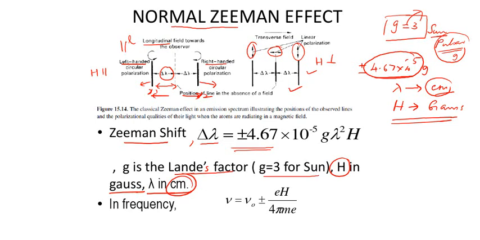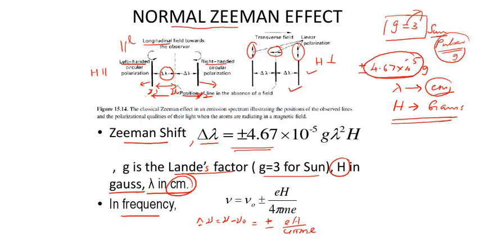Here you can see that in terms of frequency, it is given as nu equals nu 0 plus or minus something. What is nu 0? Nu 0 is the central one, and nu is either the left one or the right one, nu 1 or nu 2. So you can take nu minus nu 0, which I can call delta nu. That will be equal to plus or minus eH by 4 pi m e. This is the equation.